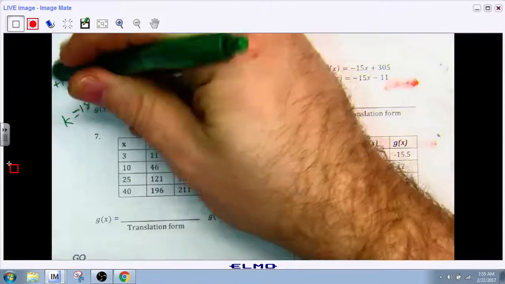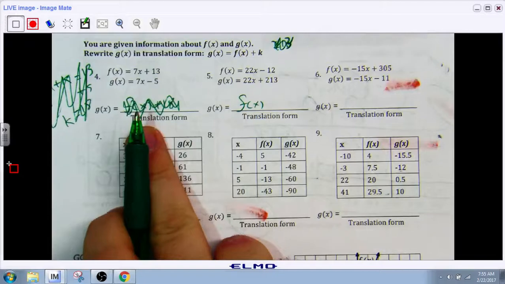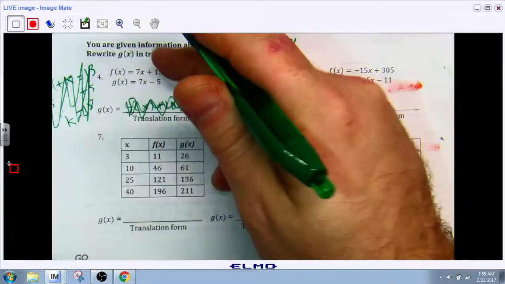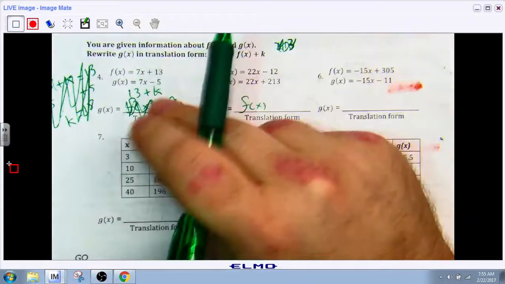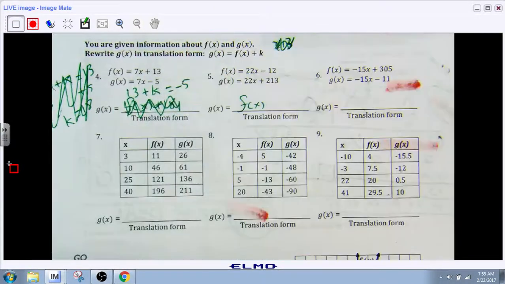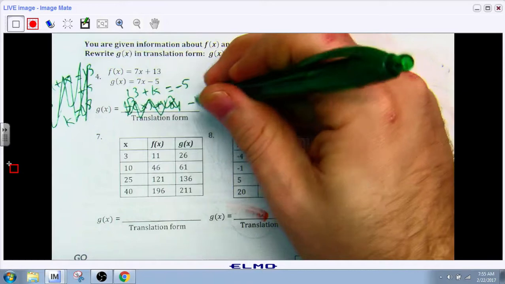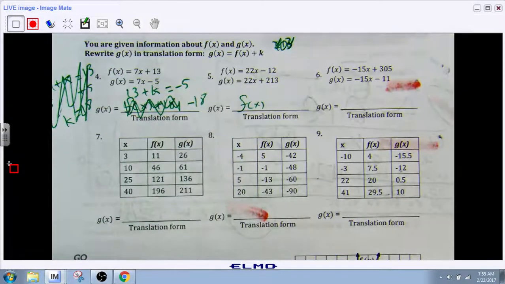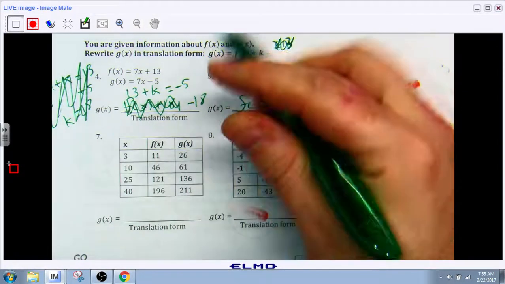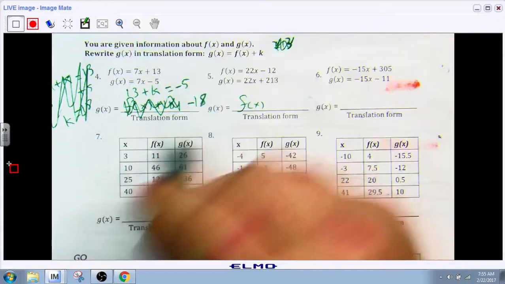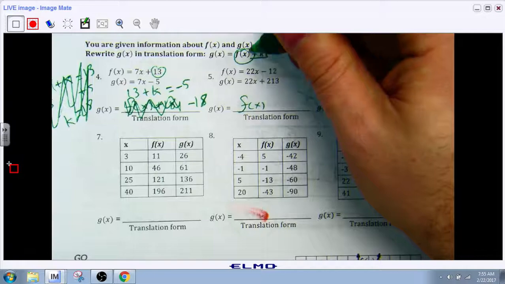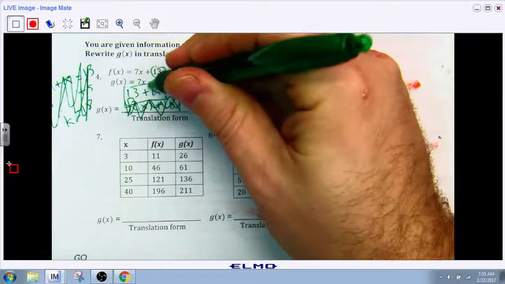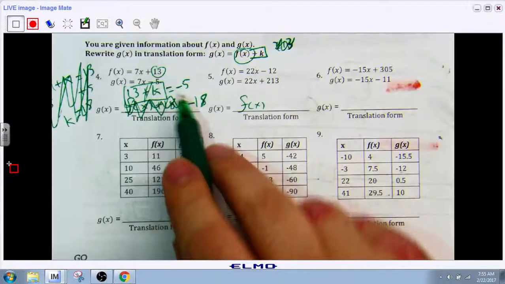Because what I'm actually looking at is f of x. So I'm looking at 13 plus some k, and that has to equal a negative 5. So in this case, it's a negative 18. Simple difference, but significant difference, right? Because I want to do something to f of x, add the k. So here's my f of x, add the k to get my negative 5. And so I can figure it out from here.